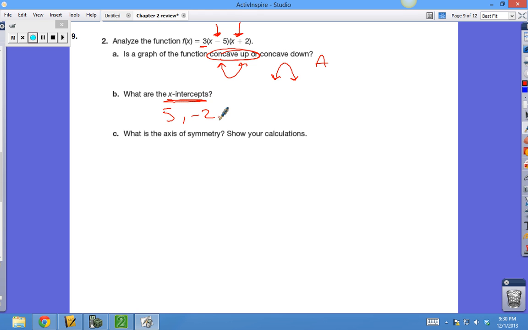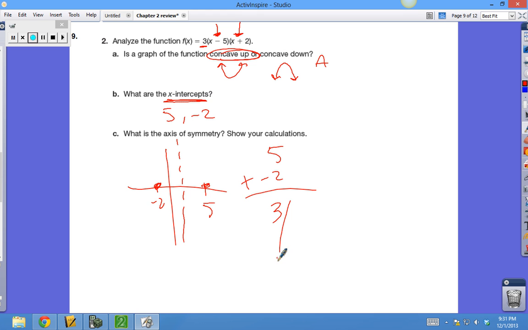And what is the axis of symmetry? So if you've got one here at 5 and one here at negative 2, the axis of symmetry has got to be right in the dead center. So I'm going to take 5, I'm going to take negative 2, add them. That's 3. Cut that in half. That's 1.5. So your axis of symmetry is right here, x equals 1.5. You just find the average of your 2 roots.